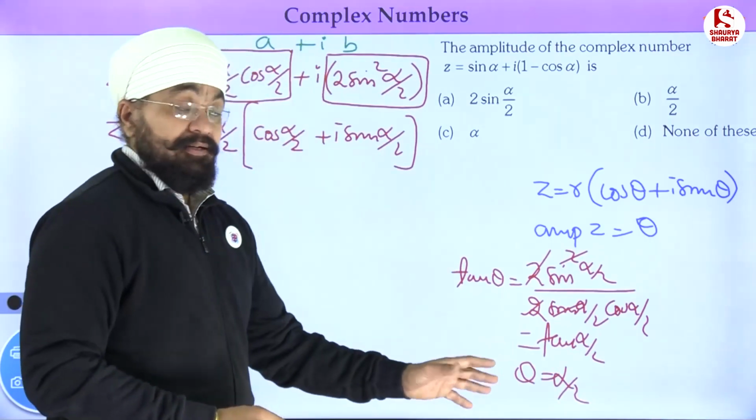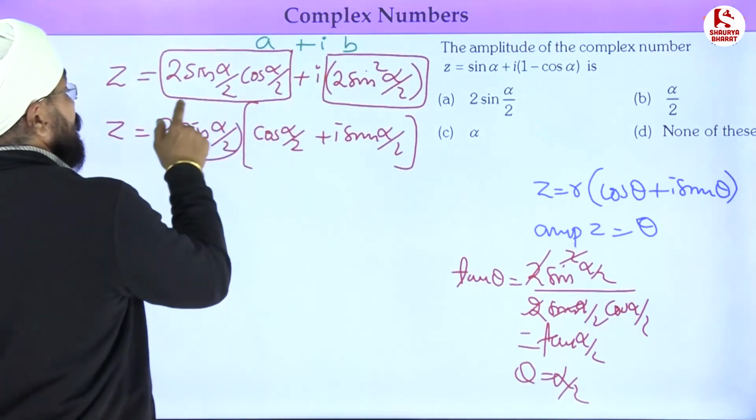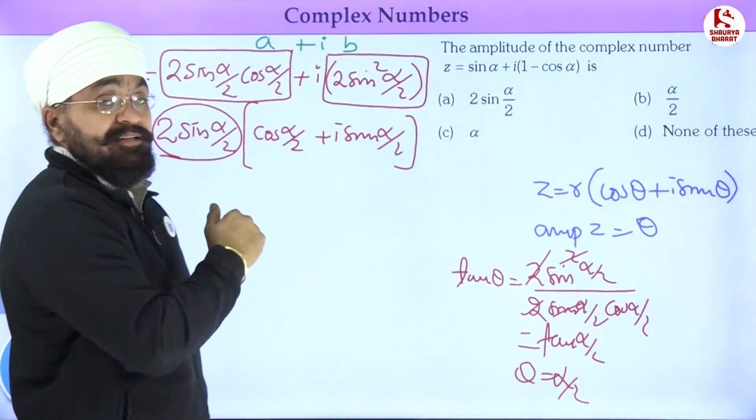Now that is one method. The other method is, we know that a constant is being taken common and it is already written in the polar form.